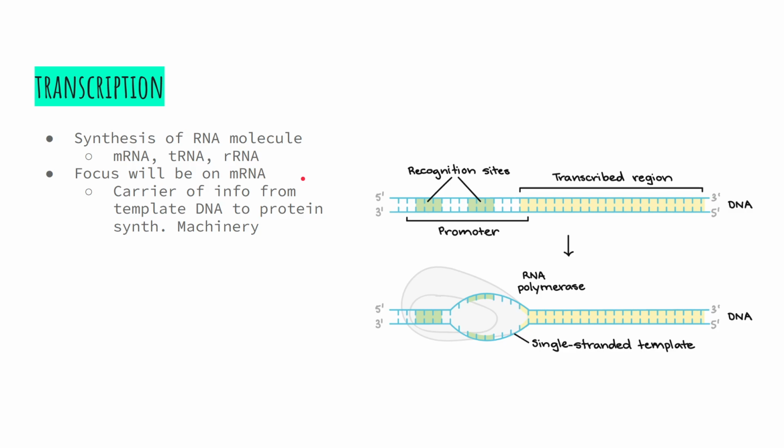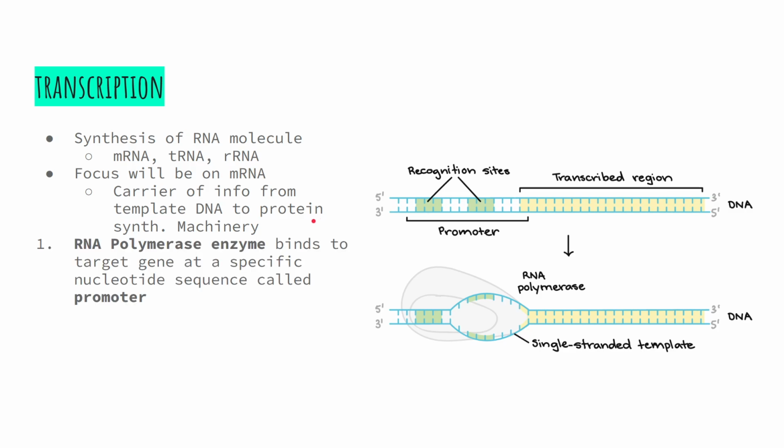So this is the carrier of info from template DNA to the protein synthesis machinery. That protein synthesis machinery should be our ribosomes. And what we have first is these recognition sites known as promoters, which come before our transcribed region. This transcribed region is where the RNA polymerase will start to make that mRNA from, but it binds to the promoter site. It binds to this promoter site so it knows where to start making the mRNA.